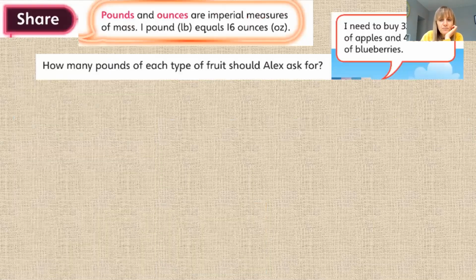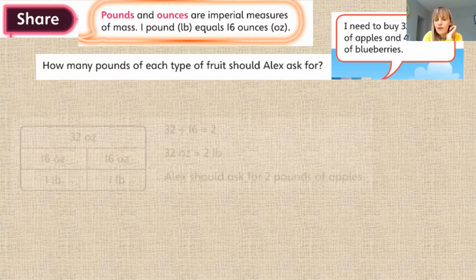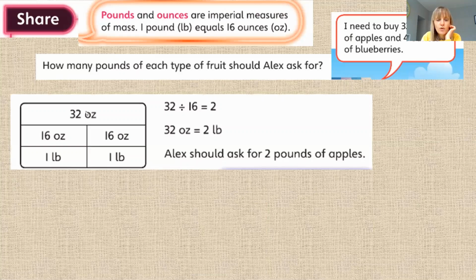Now then, let's just flick onto the screen because I've got it all written up on here. All right, so like we've just said, we've got 32 ounces of apples, and that's the same as 2 pounds because 32 divided by 16 is 2.